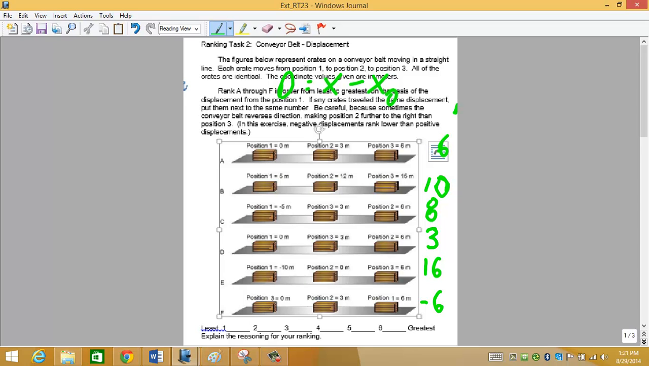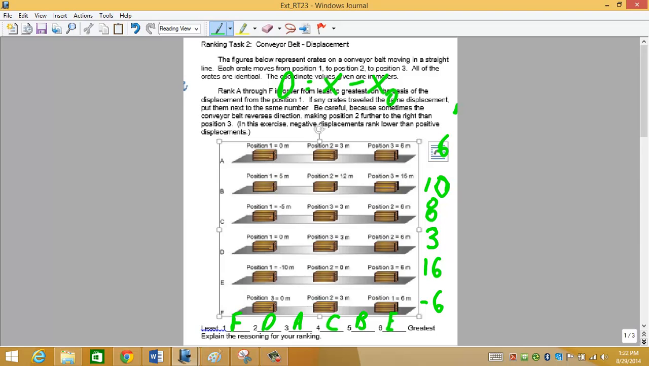So if I'm going to rank these, negative is always less than positives, and it's even less than 0. And therefore I would rank F first here, being negative 6. F would go first, then D at positive 3, then A at positive 6, then C at positive 8, then B at positive 10, and finally E at positive 16. That's ranking task number 2.